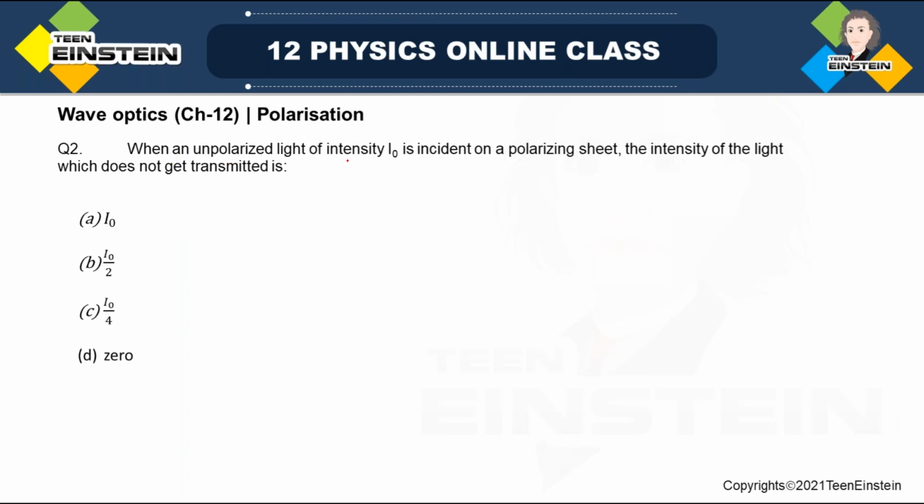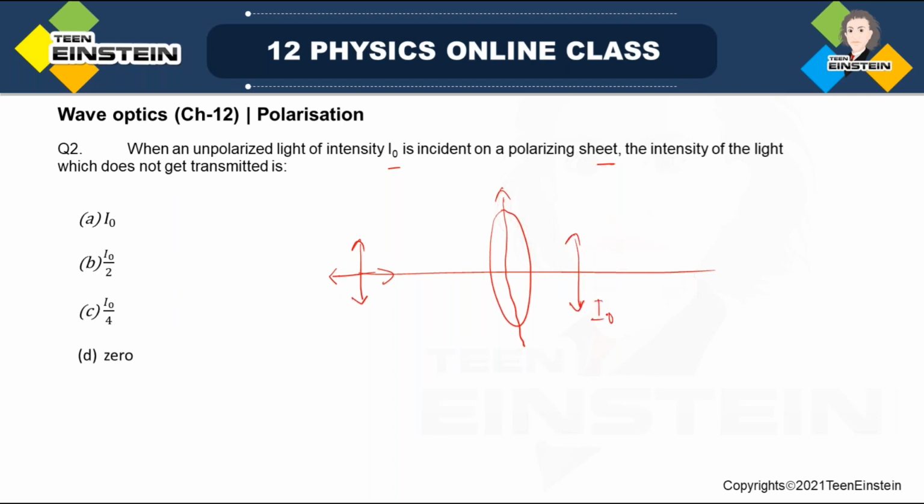See, an unpolarized light of intensity I0 is incident on a polarizing sheet. Okay, unpolarized light, as I have shown you. So one will have electric field vector like this, another like this. So intensity of the light which does not get transmitted. See, if I say the pass axis for this is there, so half of this is actually getting transmitted, and what is not getting transmitted is also half.